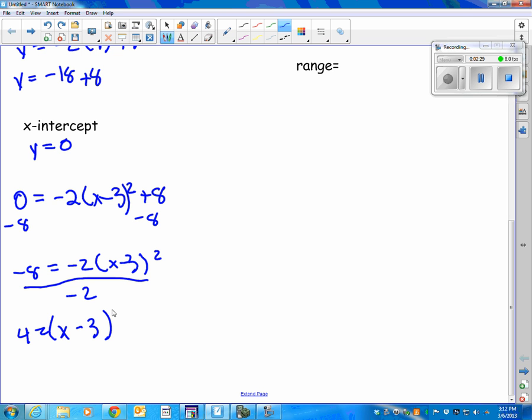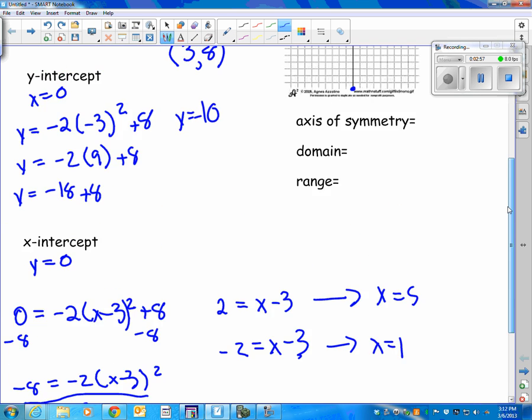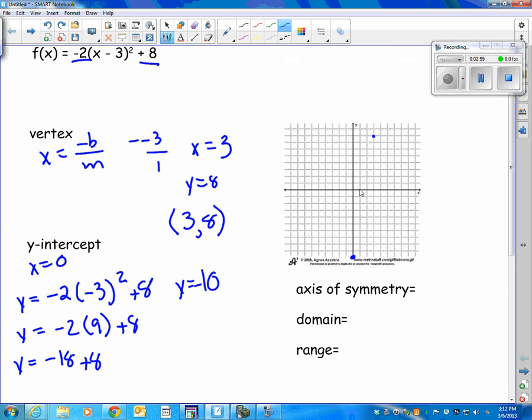The thing that makes this easy to solve is just remembering that 2 times 2 is 4, and also -2 times -2 is 4. So we can square root both sides. We get 2 equals x minus 3, and -2 equals x minus 3. When we add the 3's over to each side, we get x equals 5 and x equals 1. We can go ahead and graph these, but we're not quite done yet.